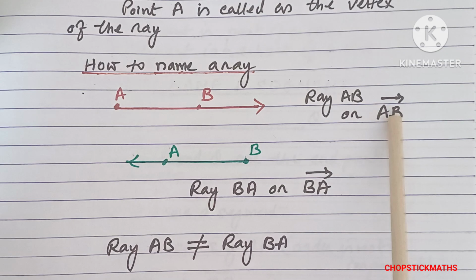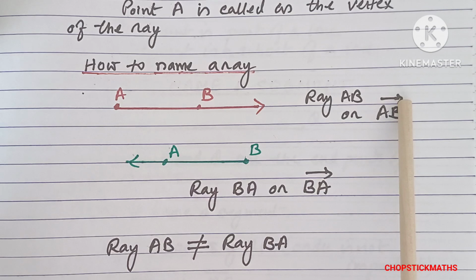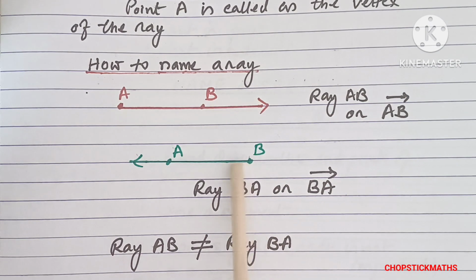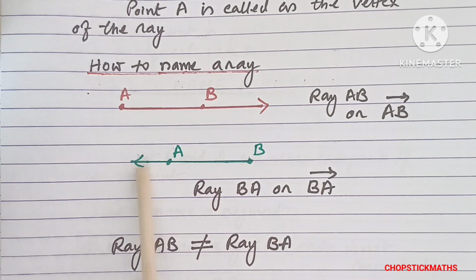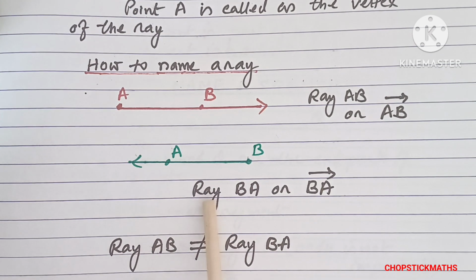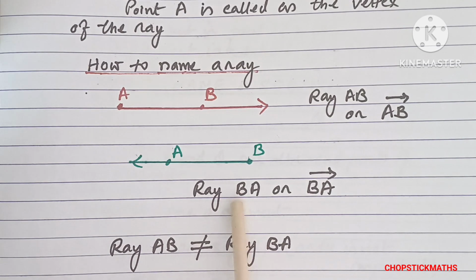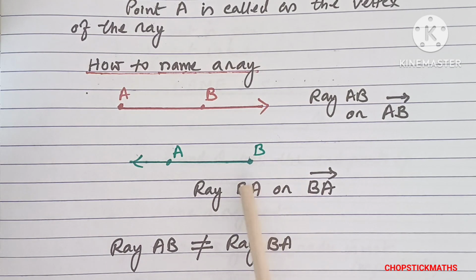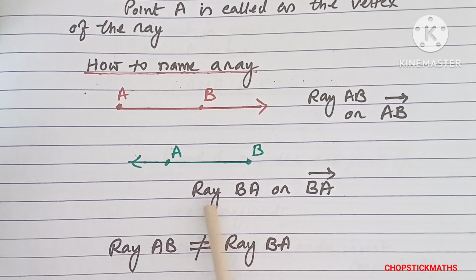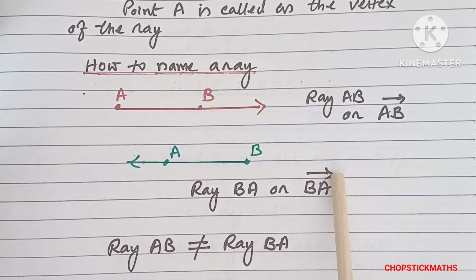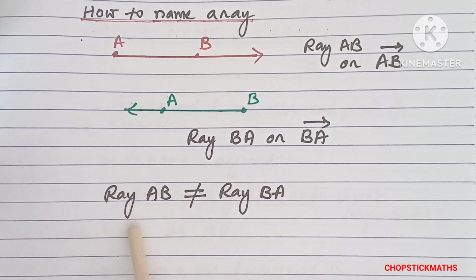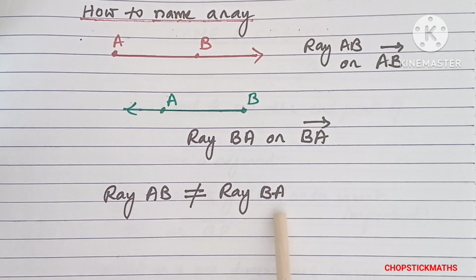So ray AB, or you can also denote it by this symbol AB with an arrow pointing from A towards B. Now, if you look at this ray, the vertex is B and A is any other point, and the ray is extending infinitely in this direction. So we have to name it ray BA, as we know that the first point will be the vertex, that will be B, and the second point is any other point on the ray. So this is ray BA, or symbolically ray BA, that is an arrow from B towards A. So you have to remember that ray AB is not equal to ray BA.